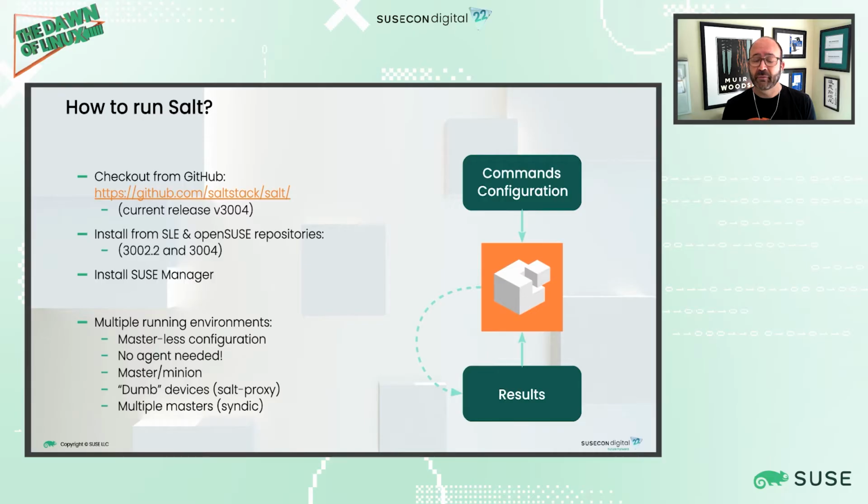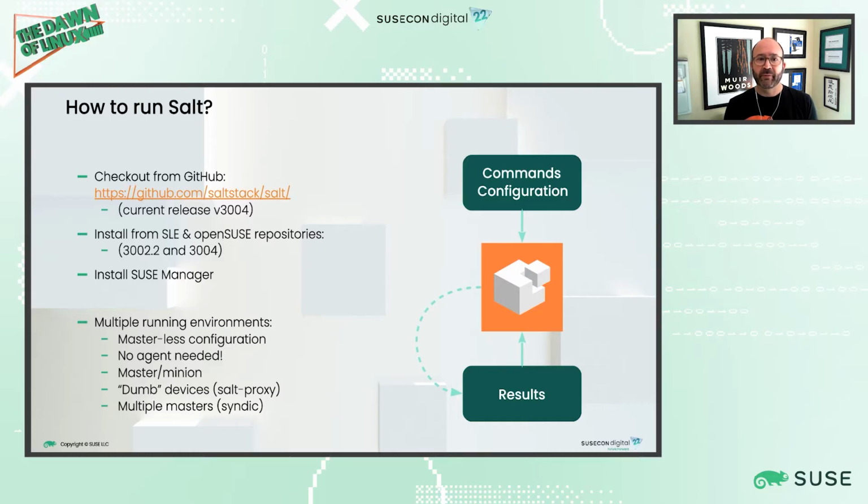How would you run Salt? Well, there's a couple different ways to run it. You can just go get the source from GitHub. Currently, the version is 3004. You see the URL there on GitHub where you could go and get the code and compile it and run it yourself. Of course, that's unsupported.